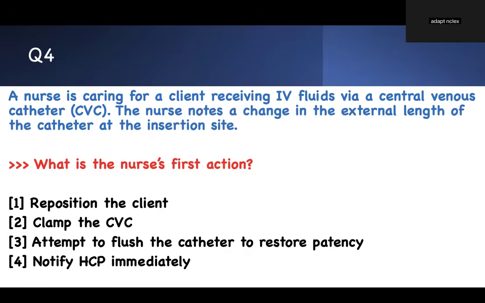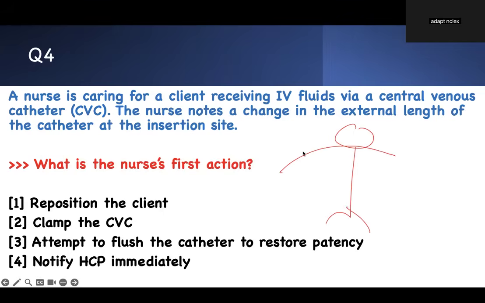Next question. A nurse is caring for a client receiving IV fluid via a central venous catheter. The nurse notes a change in the length of the catheter at the insertion site. Let's break it down. This is not a difficult question.